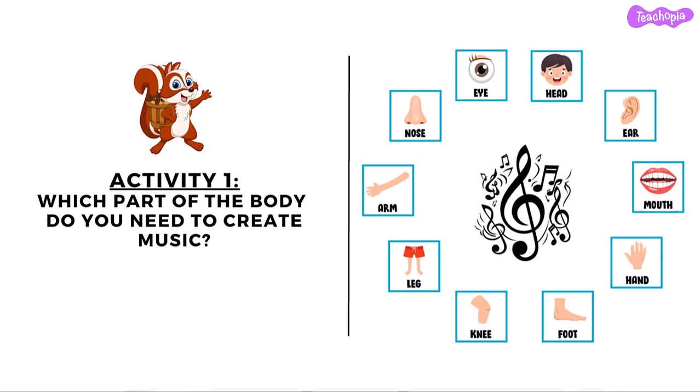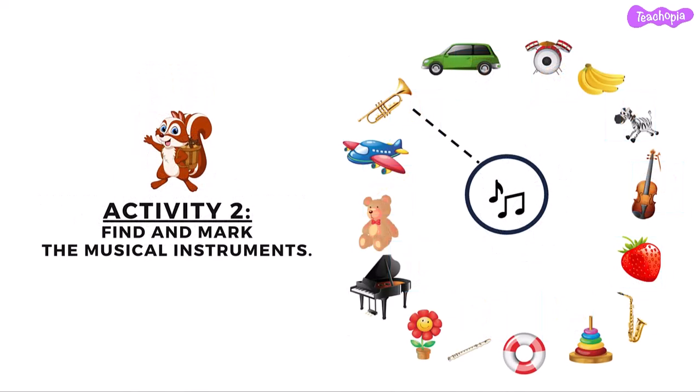With that, we move on to activity 2. This activity wants the learners to find and mark musical instruments. This activity provides a bunch of images in a circular pattern. The learner is supposed to go around the image and identify every object in that image and check whether that object is a musical instrument or not.